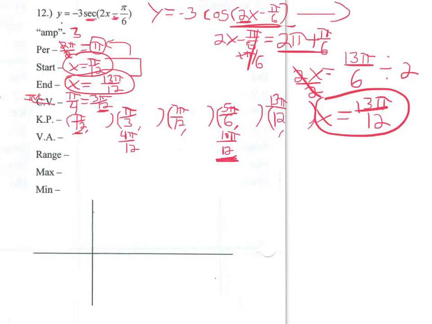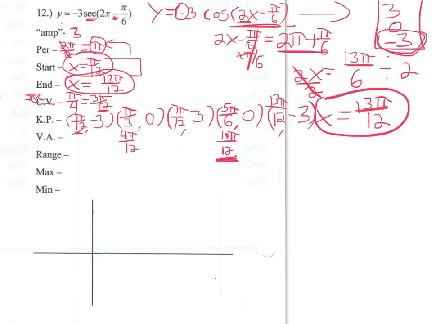Okay, then cosine. I forgot to mention, there's no vertical shift. So these are the y values for cosine: 3, 0, and negative 3. Now, cosine usually starts at the max unless there's a negative, and there is a negative in the front. So it's going to start right here at the minimum. So it's going to be negative 3, then equilibrium, then max, equilibrium, and then end at the minimum.